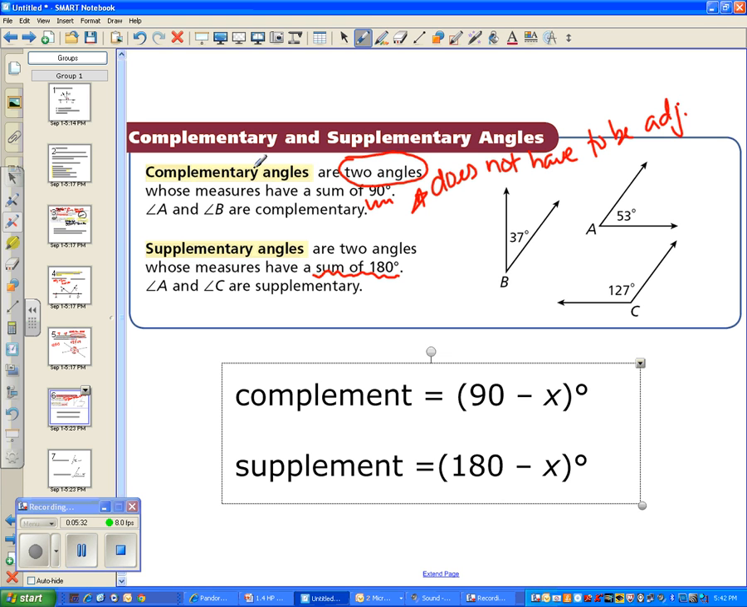So tomorrow if I ask you what complementary means, you're not going to say, Miss Broyles, I like your hair. That's an example of complementary. True, I have nice hair.